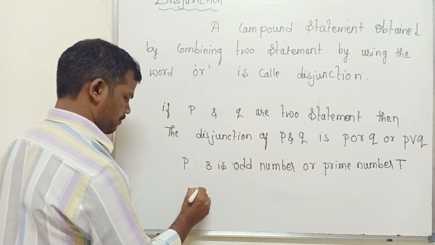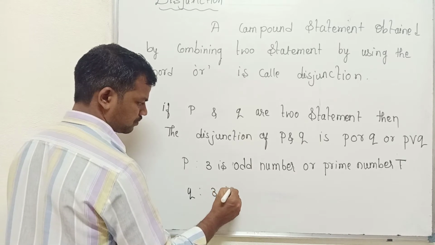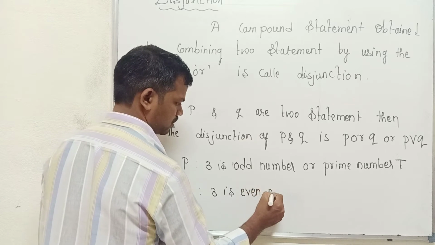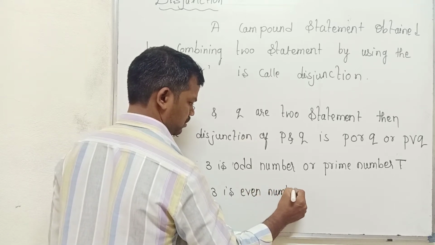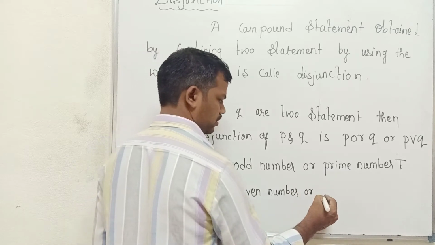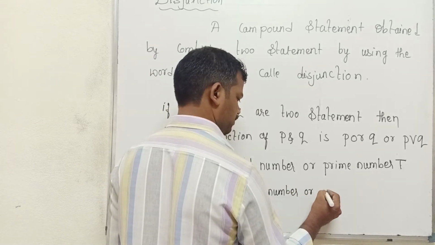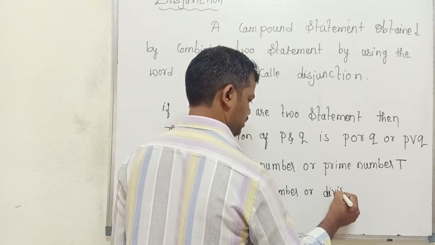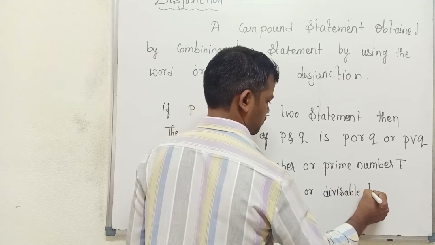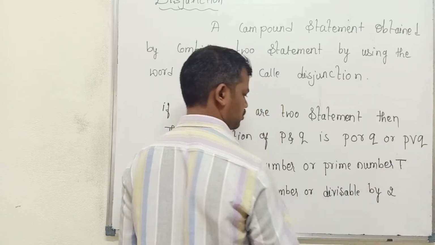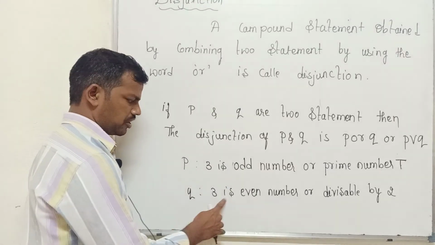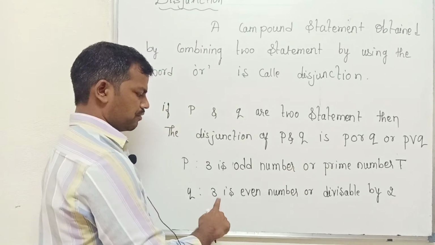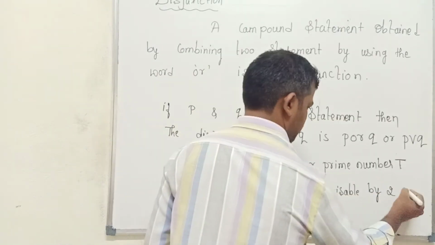I will give one statement. 3 is an even number or divisible by 2. So 3 is an even number, no, it is false. 3 is divisible by 2, no, it is also false. If both are false, then the given statement is false.